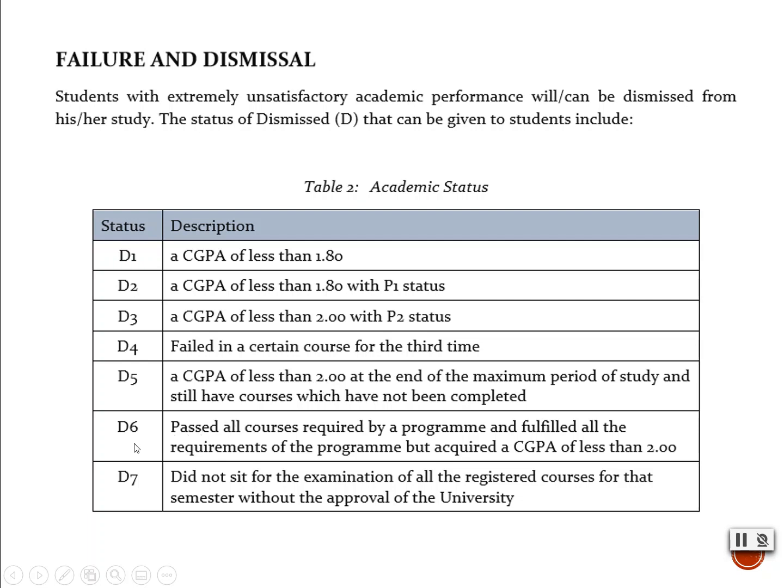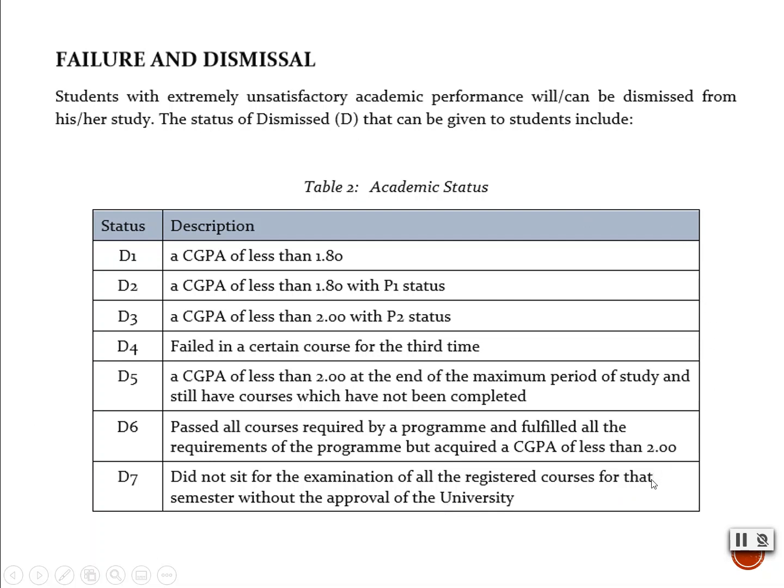D6, you pass all courses required by a program and fulfill all the requirements of the program but acquire a CGPA less than 2.00. In other words, you have completed your diploma but you get your diploma certificate with D6. And D7, you did not sit for the examination for all registered courses for that semester without the approval of the university.